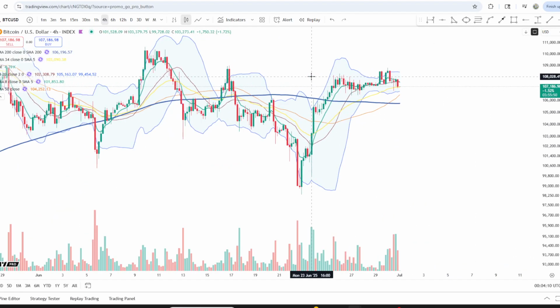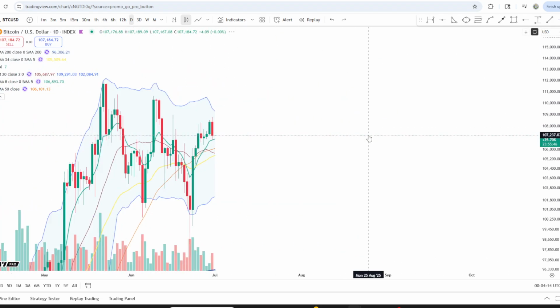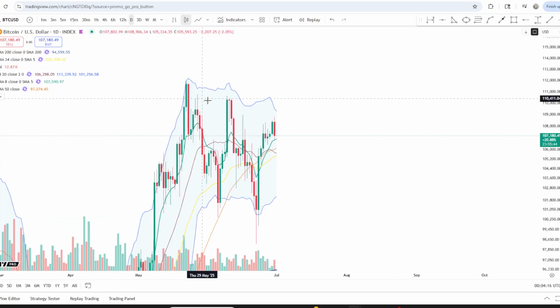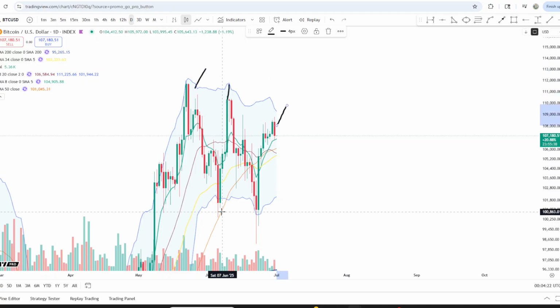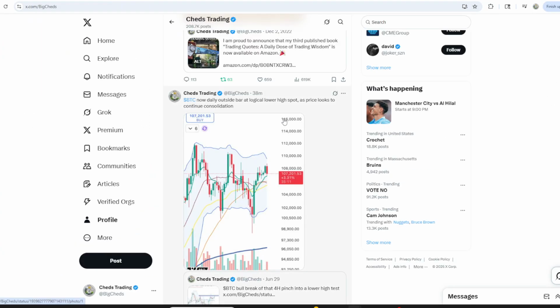We can see on the daily chart the high from May 24th. We have the high from June 25th. And what is most logical now is another lower high following the range low recapture, consolidating back down into the range, finding support, and then pushing back up and attempting to break out. That is what this tweet is talking about.